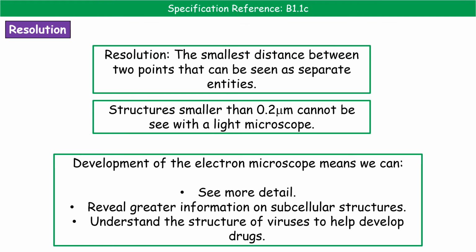The next part we need to understand is the comparison between the two types of microscope that we look at, light and electron. And the key thing we're really looking at here is going to be resolution. So resolution, quite simply, is the smallest distance between 2 points where we can still see them as separate points. Anything smaller than 0.2 micrometers, we can't see with a light microscope. So that means we need something that can see much smaller structures and cells. And we use the electron microscope for this.